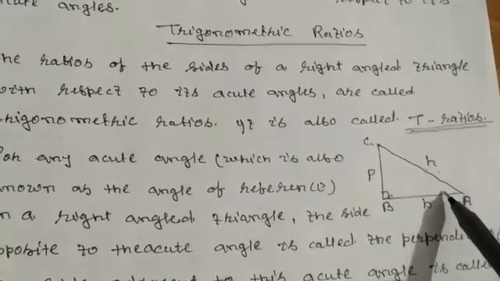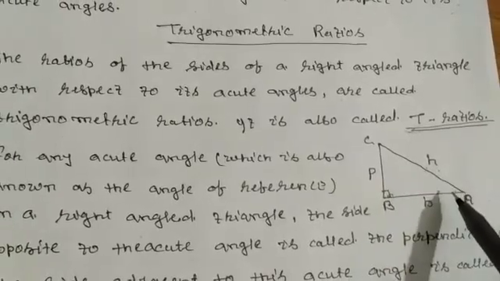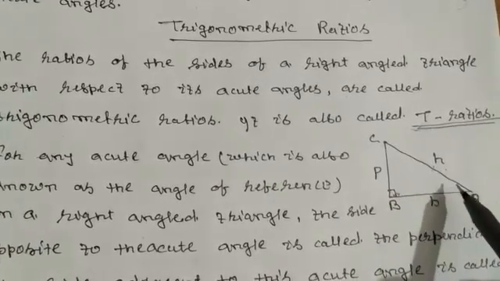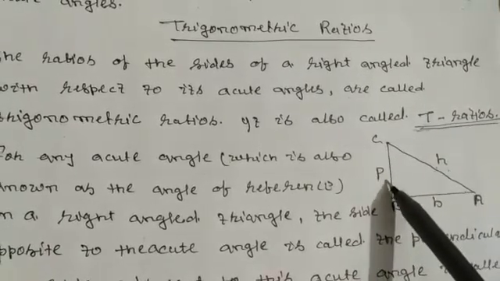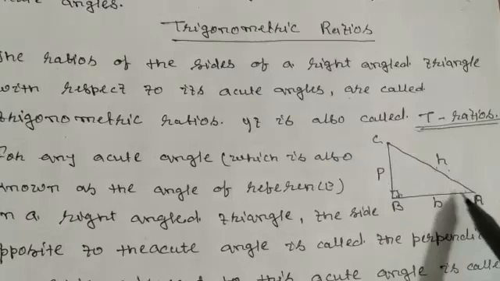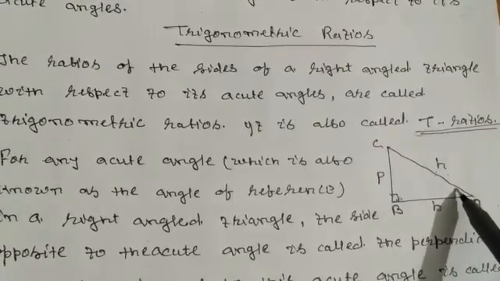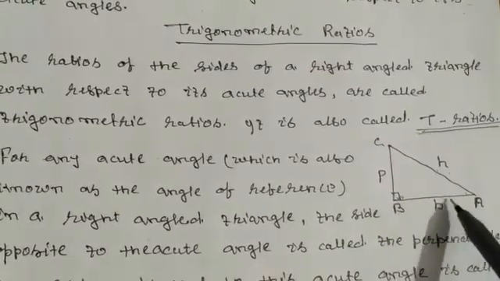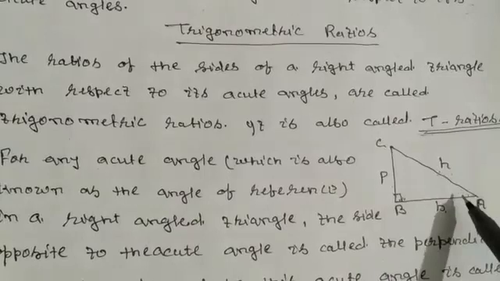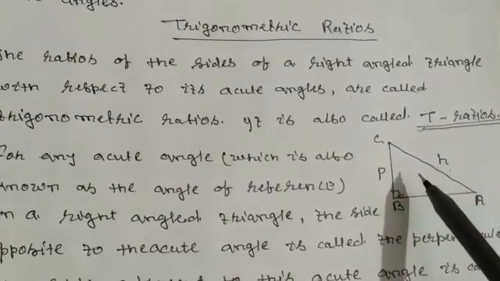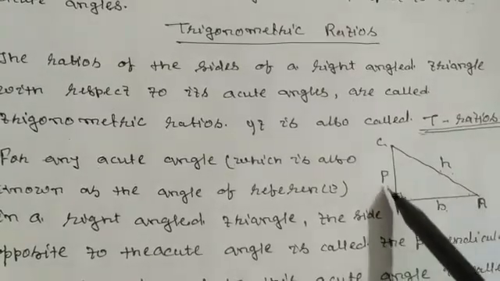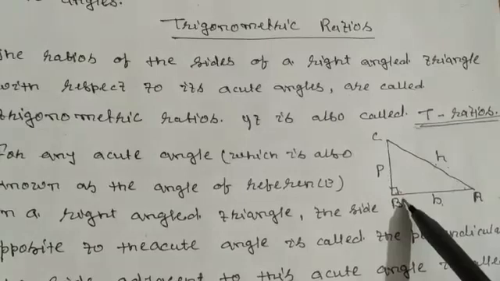and the side opposite to the acute angle of which we are finding the ratios, or which angle is taken as reference angle, is termed as perpendicular and it is denoted by P, and the side adjacent to the acute angle of which the trigonometric ratio is to be found is taken as base, that is represented by B. So when the reference angle changes, suppose in the first case we take A as the acute angle, then its opposite side BC will be perpendicular and AB will be its base.